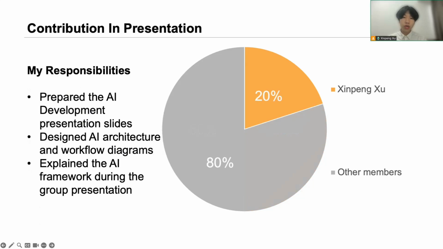During our group presentation, every member presents their own section. My responsibility was the AI development section. I prepared all the presentation slides for this part, designed the AI architecture and workflow diagrams, and explained how the AI framework worked during the presentation. Since each member only presented their own work, my presentation contribution represents the AI development section rather than the whole group's presentation.